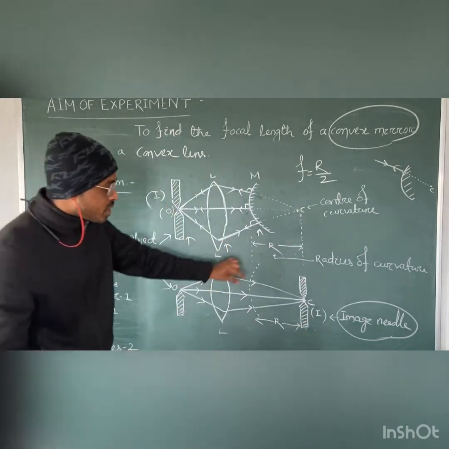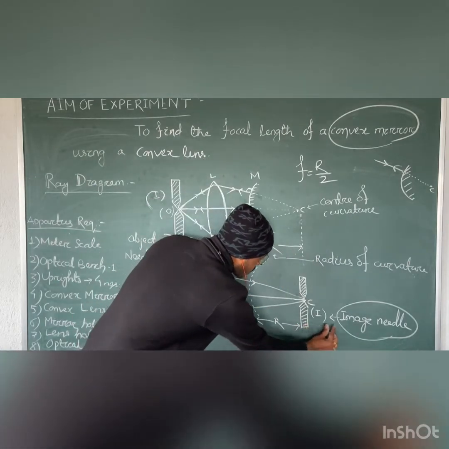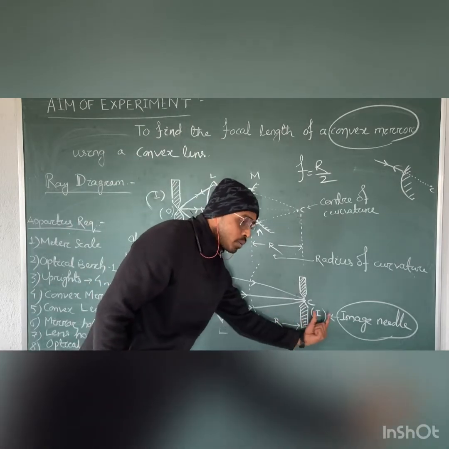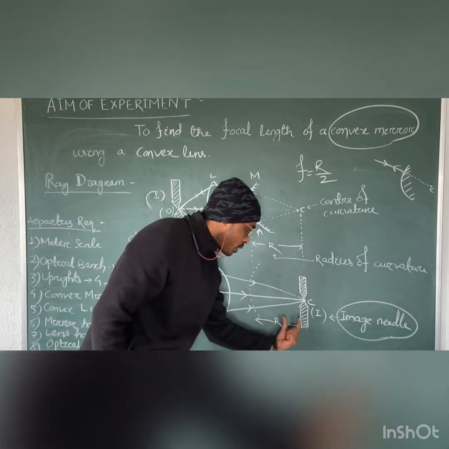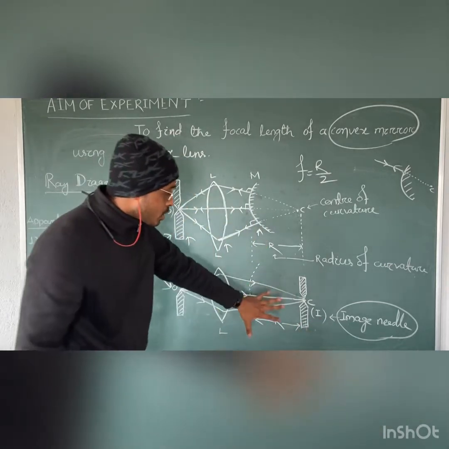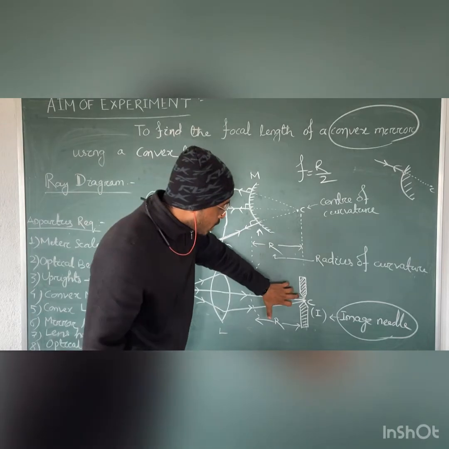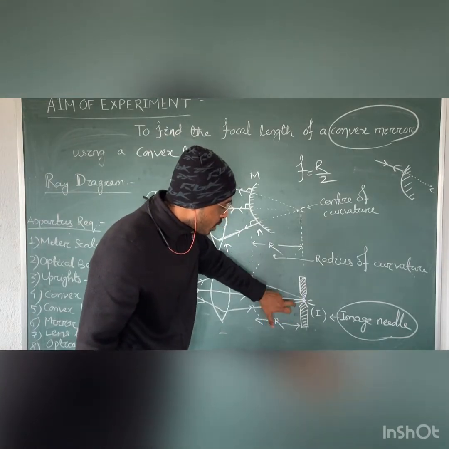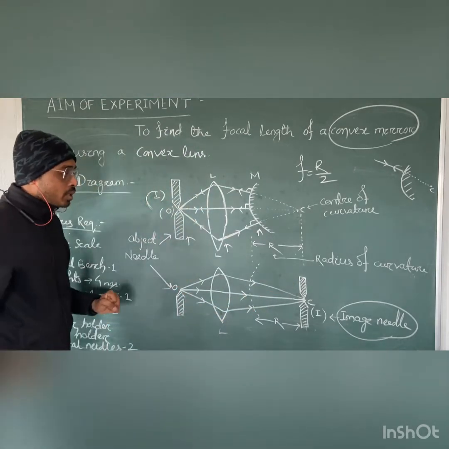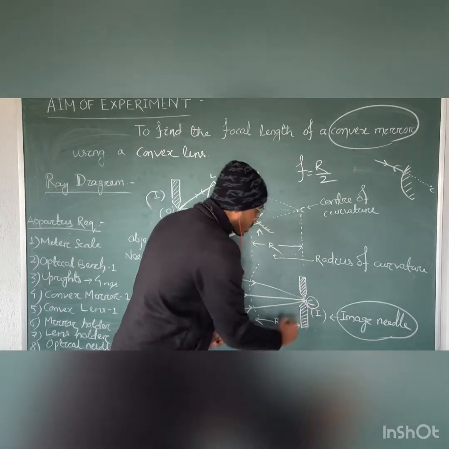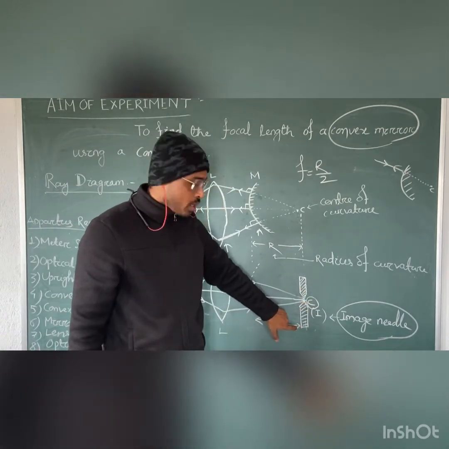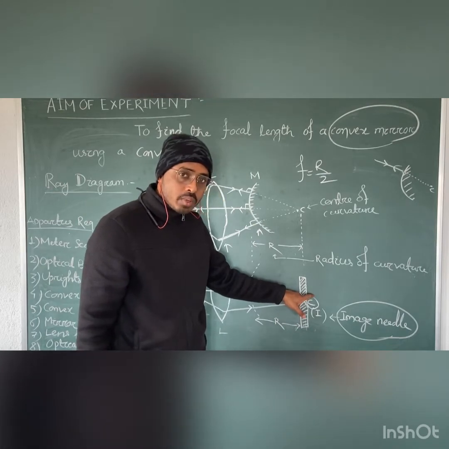ठीक है, इमेज यहाँ पर बन रहा है, तो हम क्या करेंगे, we will displace this image needle to and fro. ठीक है, मतलब उसको आगे थोड़ा लेंगे, फिर उसको पीछे थोड़ा लेंगे एंड इसको एडजस्ट करेंगे. Where the image needle will be coinciding with the image formed by this lens, that point will be your center of curvature. So we have to note down the position of the image needle, then we will be getting the position of the center of curvature.